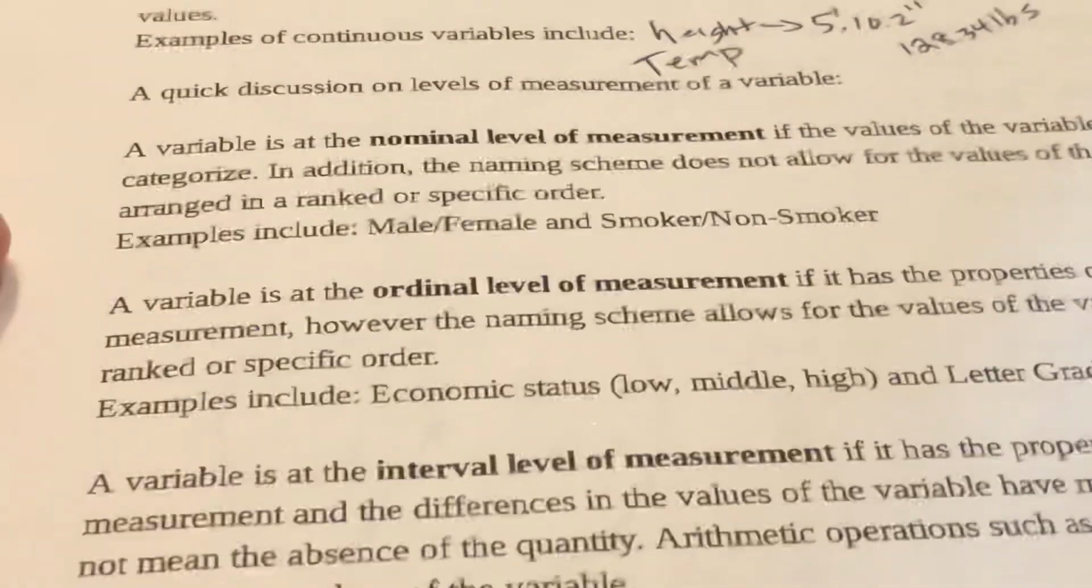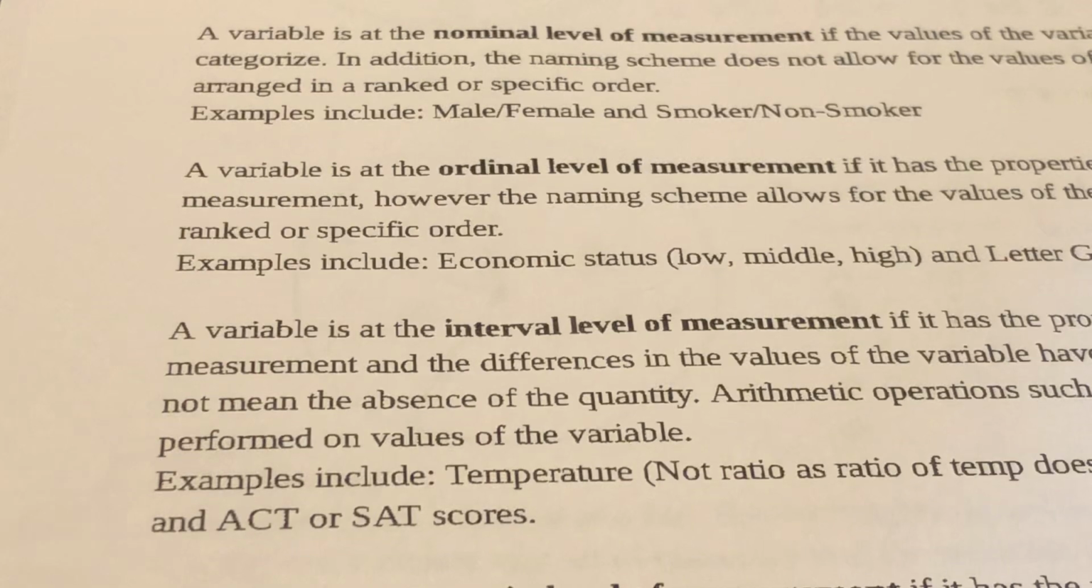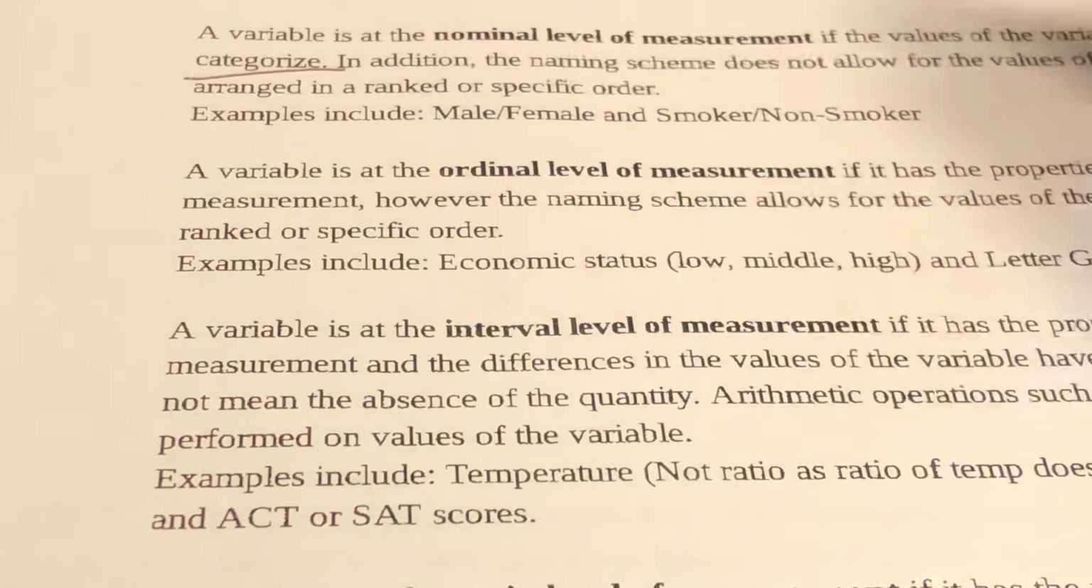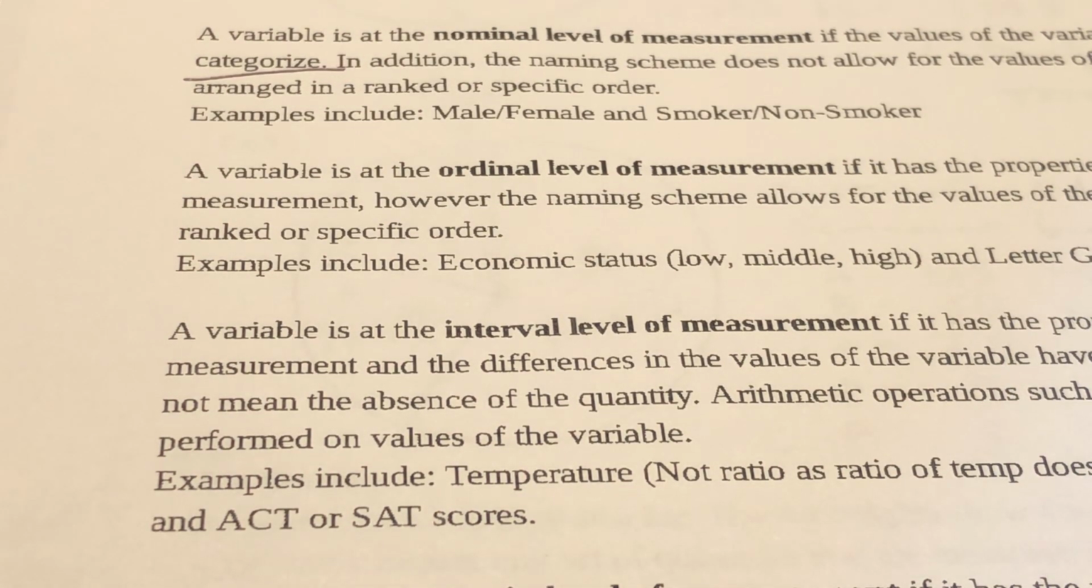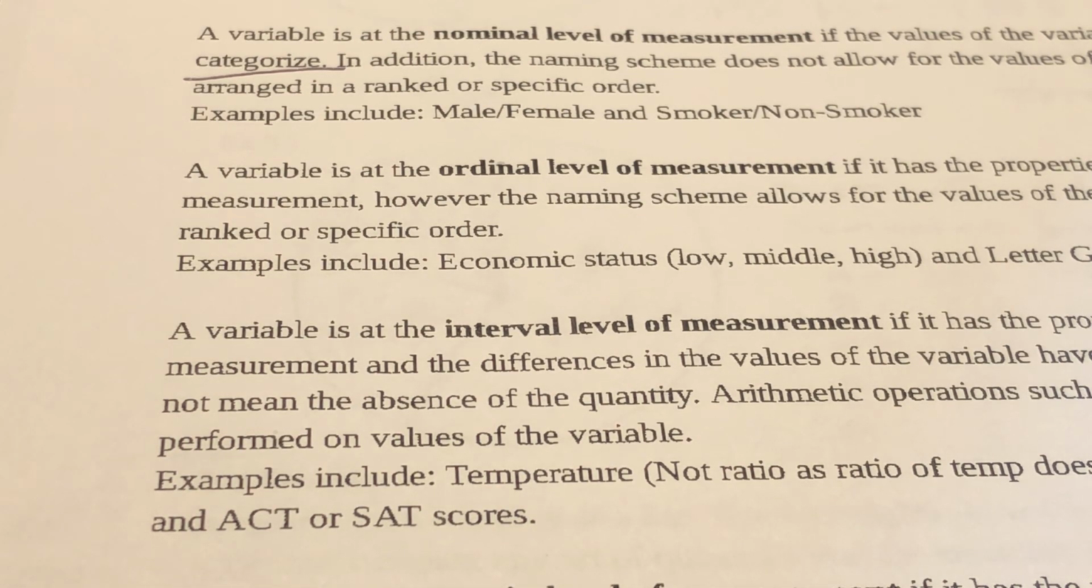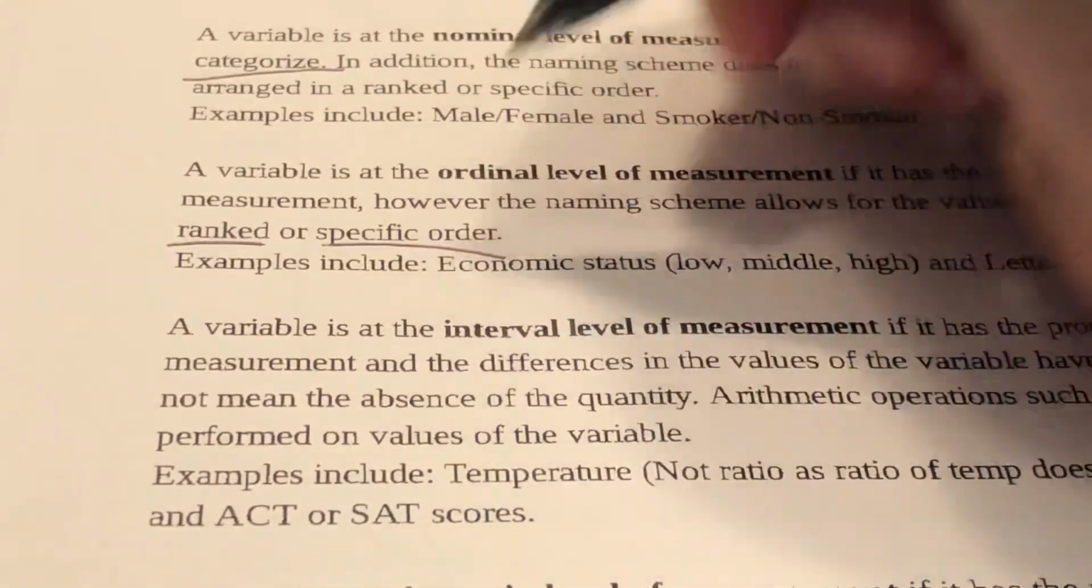This, not so much, what follows, so I'm going to read it quick. A variable is at the nominal level if the values of the variable name, label, or categorize. So it doesn't allow for them to be arranged in any specific rank or order. Categorize, right? Male, female, smoker, non-smoker, runner, non-runner. A variable is at the ordinal level if it has properties of the nominal level. However, the naming system allows for them to be ranked or in a specified order.